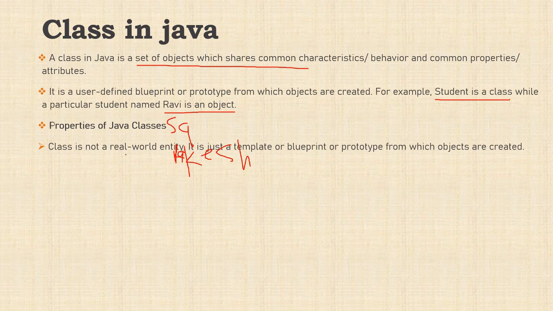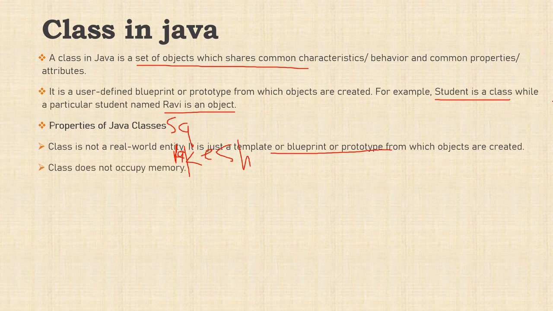A class is not a real world entity. It is just a template or blueprint or prototype from which objects are created. Class does not occupy memory.